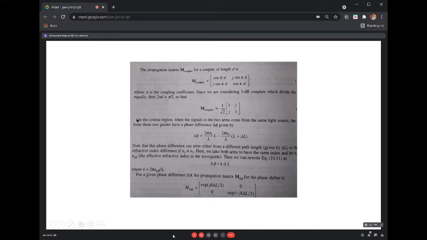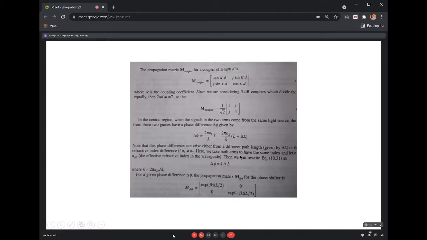So at the central region, when the signal is in the arm, because of the difference in the length, there will be a phase difference delta phi between those two. That is given by 2 pi n1 by lambda into L minus 2 pi n2 by lambda into L plus delta L. The phase difference may arise either from the different path length, or through the variation in the refractive index, whenever both are not the same.